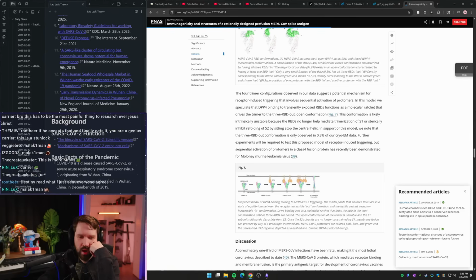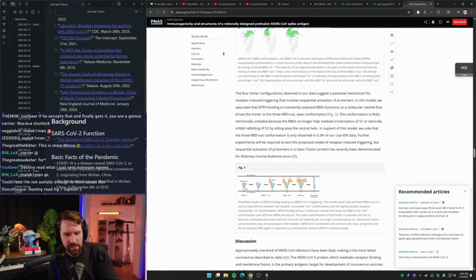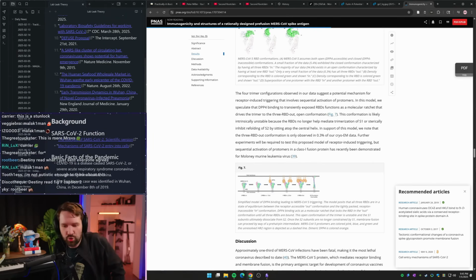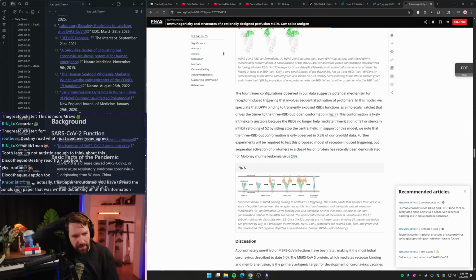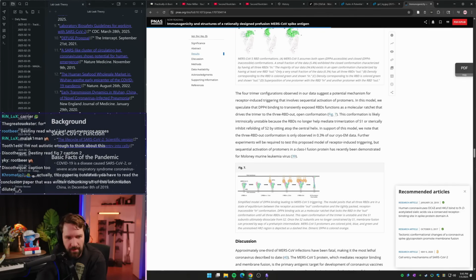It turns up and down constantly. RBD up-down exists in dynamic equilibrium. It's about balancing immune evasion with receptor binding. That sentence doesn't make any sense. The cell doesn't know where the immune... It's not like it turns on like rocket boosters and drives to the cell. It just floats around in the body.